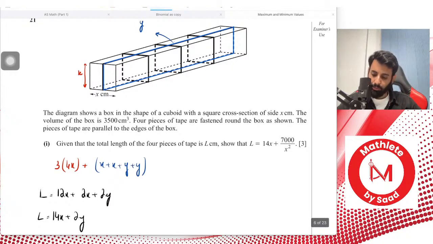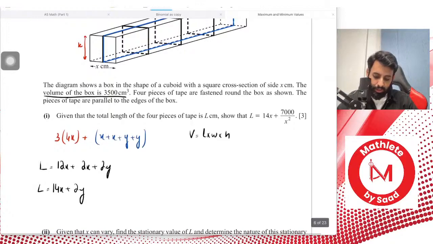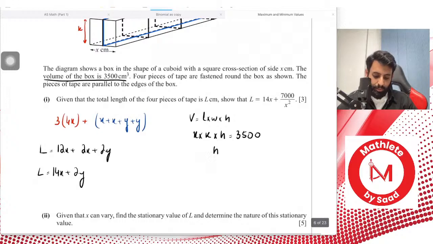Why? Because the volume of the box is 3500. Now, how would you find the volume of this box, for any cuboid for that matter? So that's length into width into height. So volume is equal to length into width into height. Now, this being a cuboid with a square base means that the length and the width are going to be x each. So x squared into h is equal to 3500. All right, now if we make h the subject, h is equal to 3500 upon x squared.